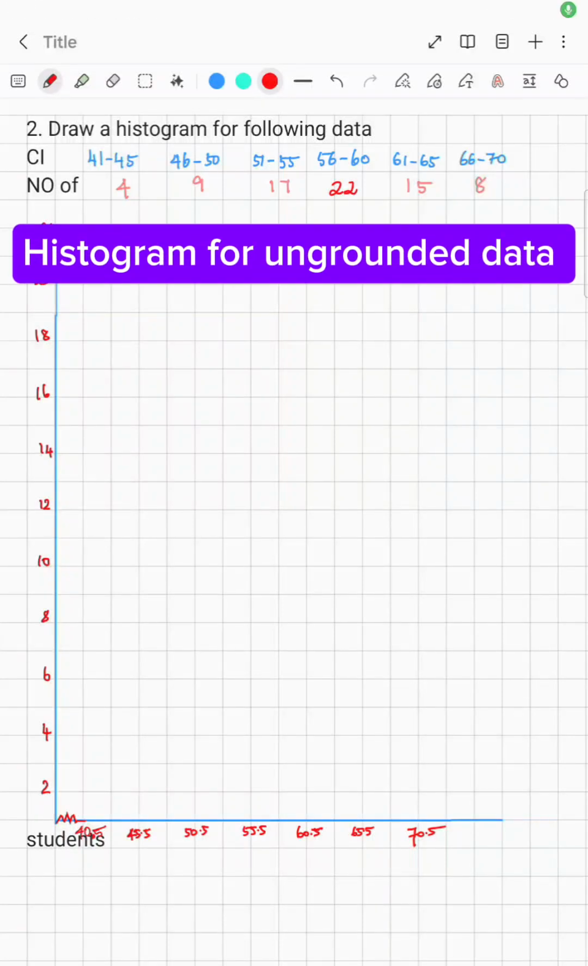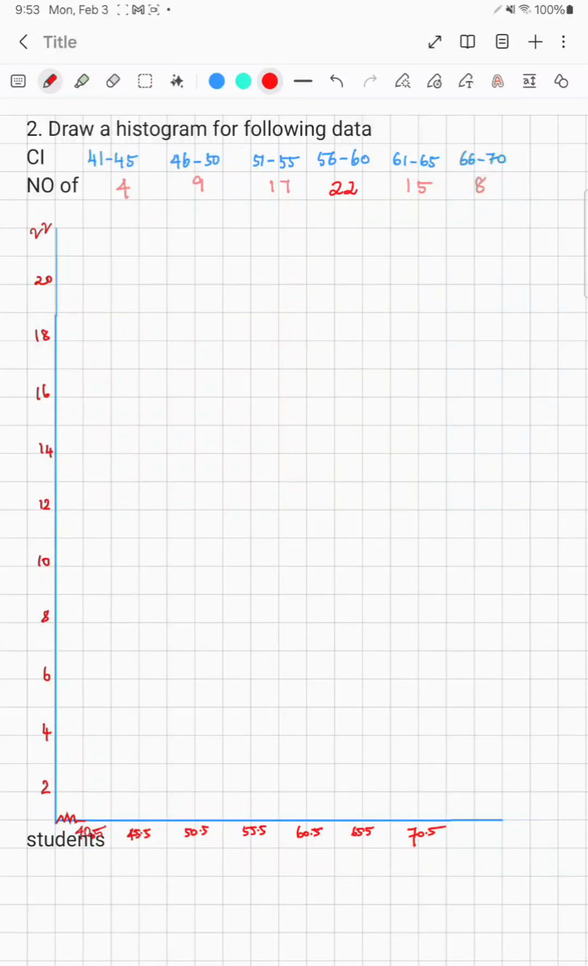This is our second question for histogram. Okay, here is the class interval. It starts not from 0, it starts from 41, and the class range is from 41 to 45 until 66 to 70. Okay, so here two things you have to remember.